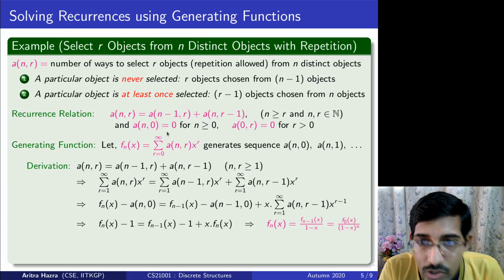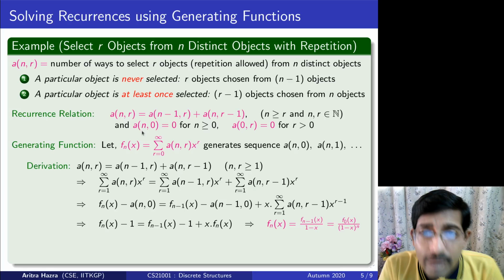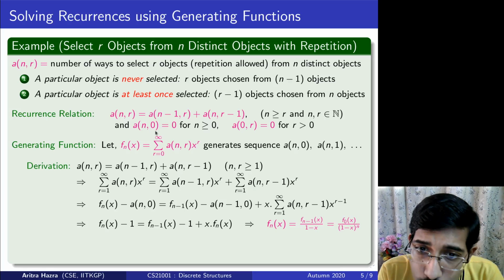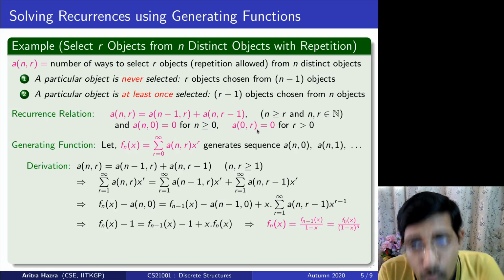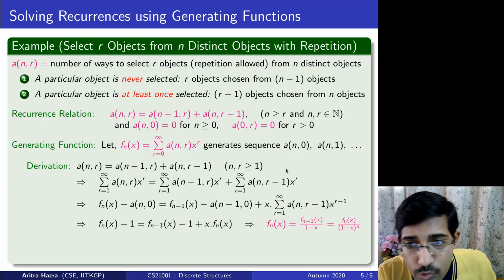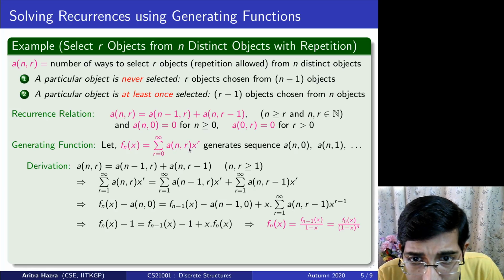f_0(x) is equal to 1, because I have said that this is a mistake on both of these sides. This should be 1, because if there are n objects, I do not choose anyone, which is one way. If there are no objects but I need to choose, there is no way. So f_0(x) is basically the summation of a(0,r) x to the power r.